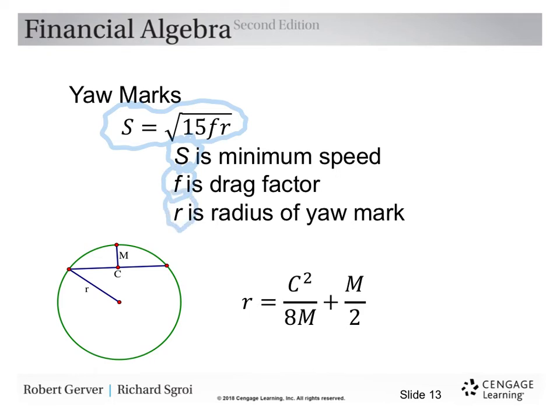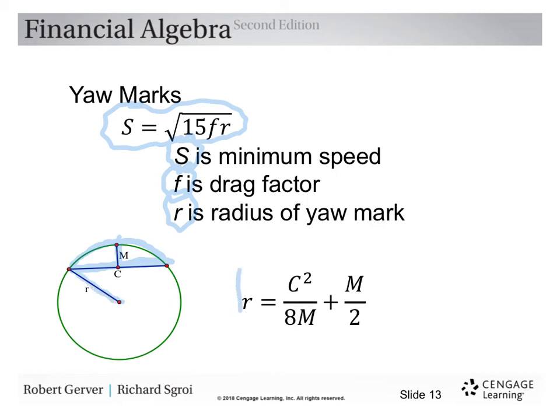Okay, how do we figure out what the radius is? All right, so we have a certain yaw mark, okay? And you can think of this as part of a circle. You're going to connect from the start of that yaw mark a straight line to the other end of the yaw mark, okay? And that's a chord. That's what we refer to as C. At the middle of that chord, we measure a perpendicular distance, and that's what we call M, all right? And we're looking for R, which is right here.